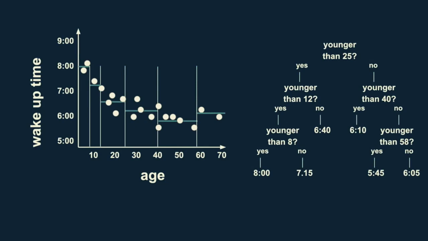If I need to estimate the wake-up time for a 36-year-old, for instance, I can start at the top of the tree. Are they younger than 25? No. Go to the right. Are they younger than 40? Yes. Go to the left. The estimate then becomes 6:10 a.m. The structure of the decision tree lets you sort people of any age into their respective bin and make an estimate about their wake-up time.